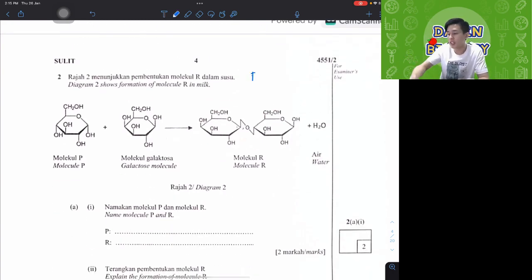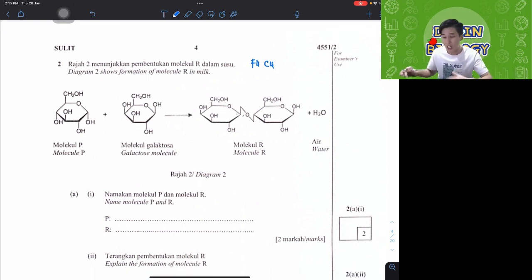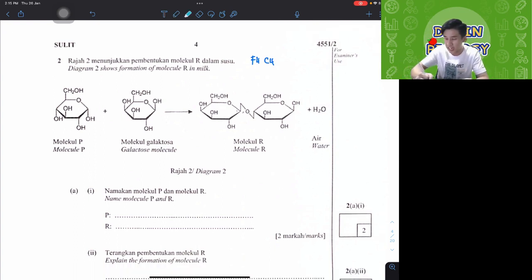So question 2 is Form 4, Chapter 4, Chemical Composition in the cell. This one is very obviously carbohydrates. If you forget what this chapter is about, it's about carbohydrates, proteins, lipids, water, and nucleic acids, which are the chemical composition of a cell. You can see here they already give you galactose, which is a monosaccharide.